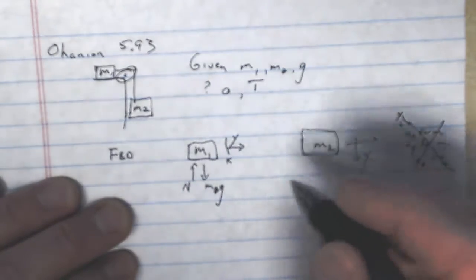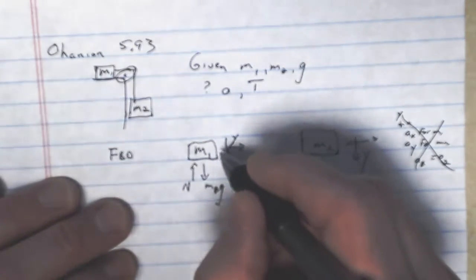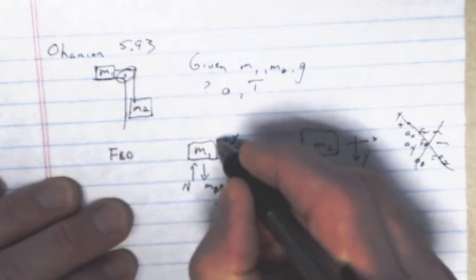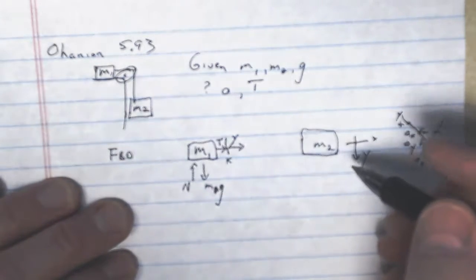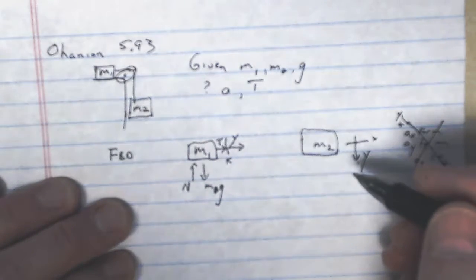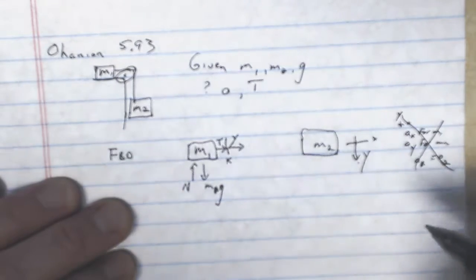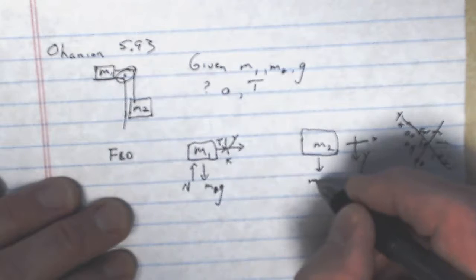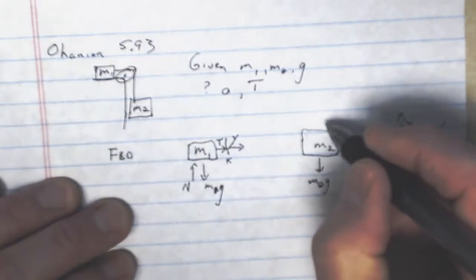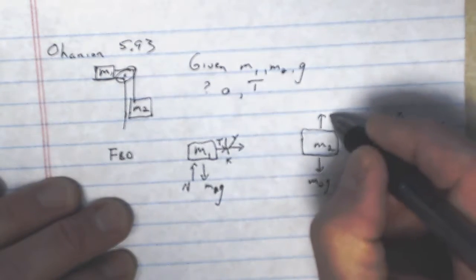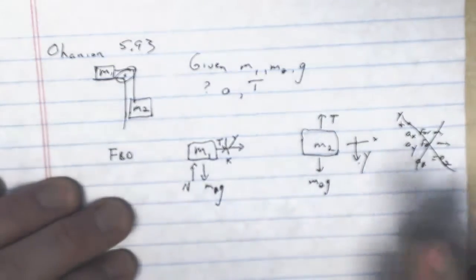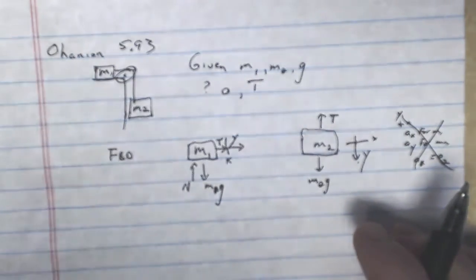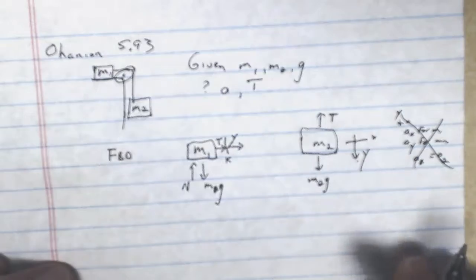I almost forgot, we also have a tension pulling to the right on M1. That's the string. The string pulls on both ends with the same tension because it's an ideal string. On M2, we have a force of gravity acting down and the string pulling up on it. So those are my free body diagrams. Okay, what's the next step?